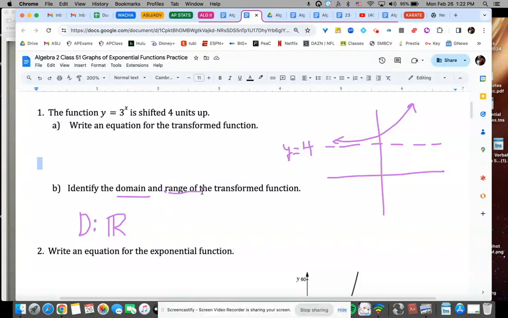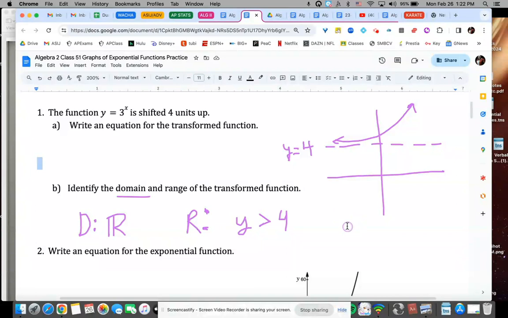Okay, range. For the range, we're looking at the y values of the graph. This never crosses that asymptote, so all my values are going to be bigger than 4 in the y direction. So for the range, put a big R for range, put a colon down. I'm going to say y is greater than 4. I'm not going to say it's equal to, just greater than, because it never will touch that asymptote. It'll get really close, but it's not going to touch it.